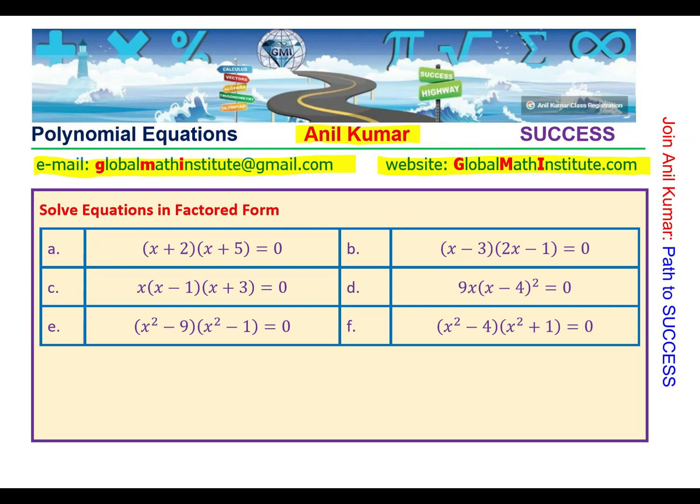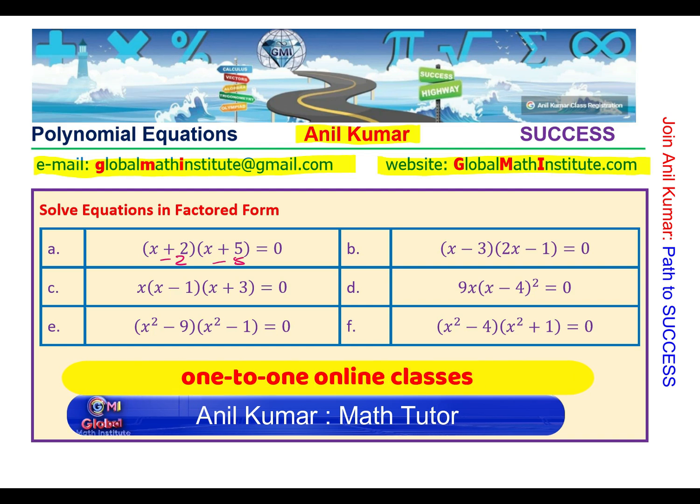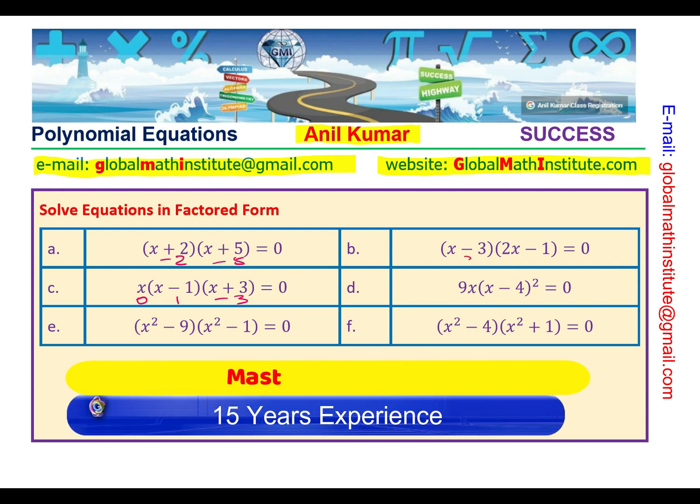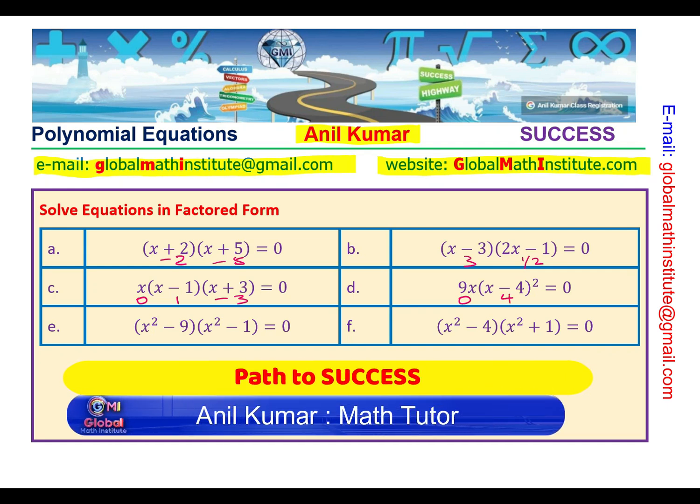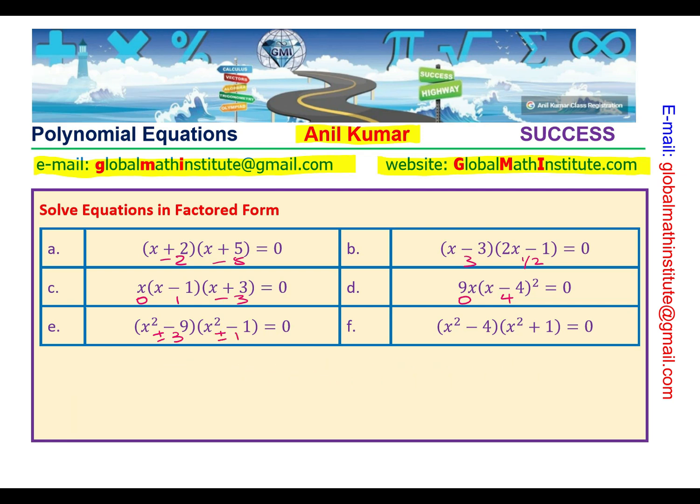And you see how many solutions we got here? Very easy. The solution was minus 2, which will make this 0, minus 5, which makes that 0. Here the solution 0, 1, and minus 3. Here we had 3 and half, correct. In this case, we had 0 and 4, correct. In this case, we have plus minus 3 square root of 9 and plus minus 1. Here we had plus minus 2, and that was not a real number. So that is how we are easily solving factored form of the polynomial.